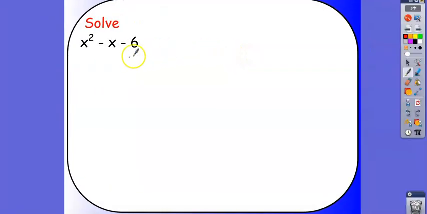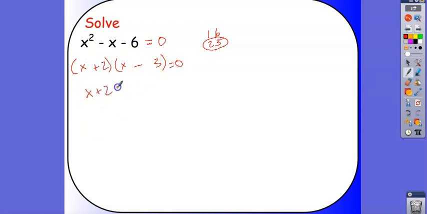Let's look at another one. Okay, I'm going to set it equal to 0. I'm going to factor it. Two numbers that multiply to 6, whose difference is 1. It'll be that one. x2, x3. This is a negative sign. That goes with the biggest factor. Now I know x plus 2 equals 0, or x minus 3 equals 0. And what do I have here? X has got to equal -2, or x has got to equal 3.